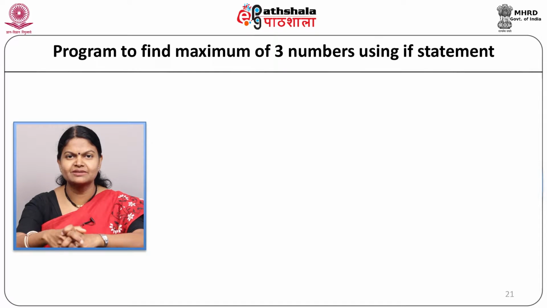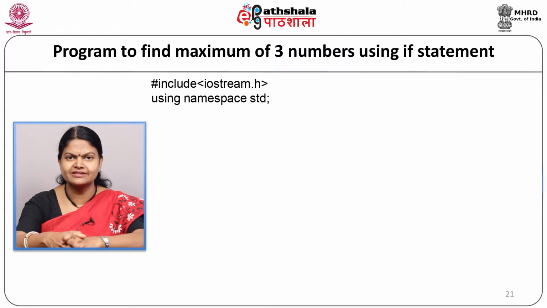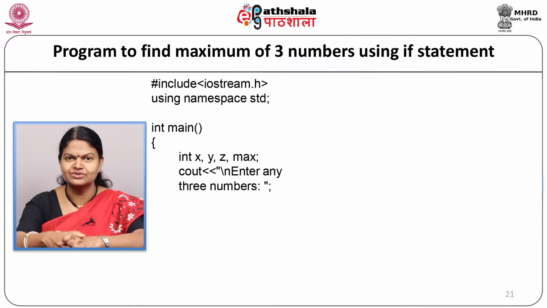Now, let us start with the program to find out the maximum of 3 numbers using the simple if statement. We will start with the program: #include <iostream.h>. Next one is using namespace std. Now, we will start with the main function, main opening and closing bracket. First, we will declare the variables integer x, y, z and max. Here the max variable will store the maximum between 3 numbers x, y and z. Now, we will display the message to the user using the cout statement: cout "Enter 3 values". Then we will take the 3 inputs from the user as cin x, y and z.